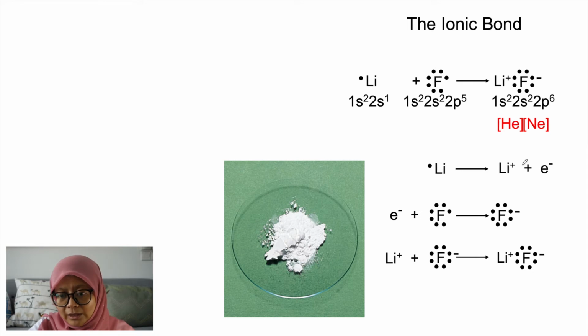Lithium removes 1 electron and forms lithium plus, and this electron is accepted by the fluorine. So fluorine accepts 1 electron and becomes fluoride, with a fully filled electron configuration with 8 valence electrons. Then they form lithium fluoride, which is an ionic compound. So this is a photo of the lithium fluoride.